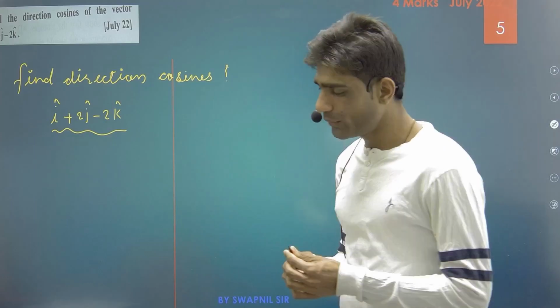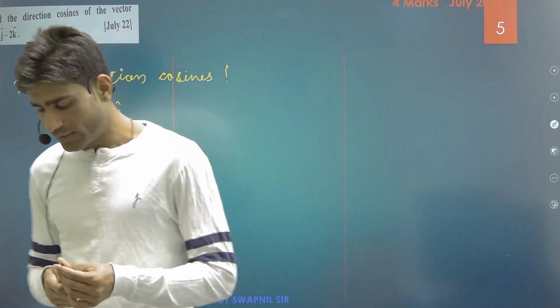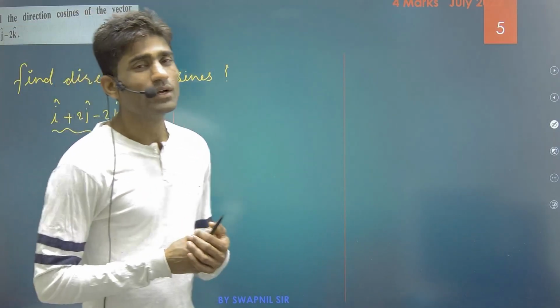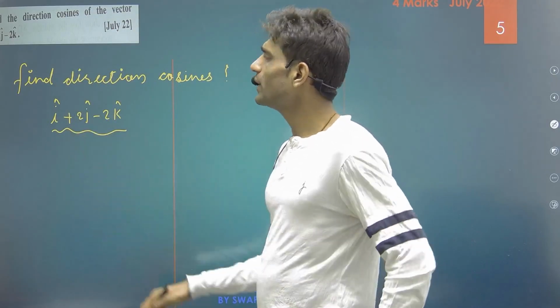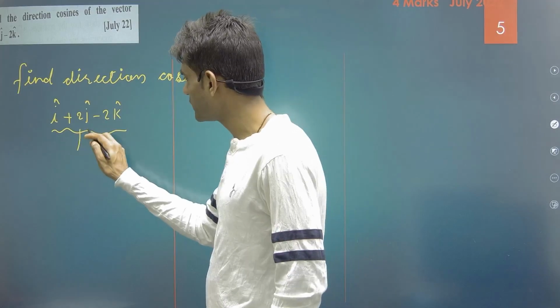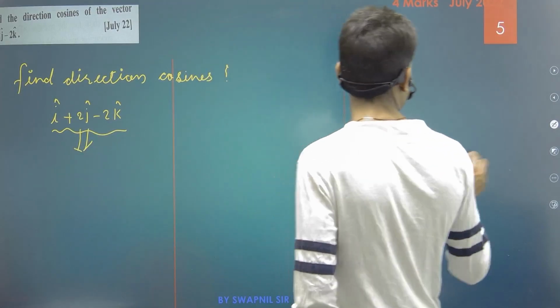Now what do we do here? First we go for finding the direction ratios of the vector. Using our given vector, we can write the direction ratios. So how can we write the direction ratios?